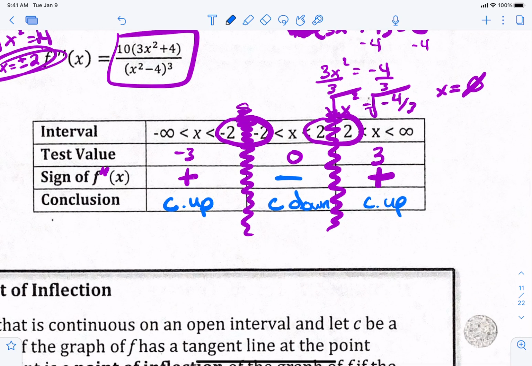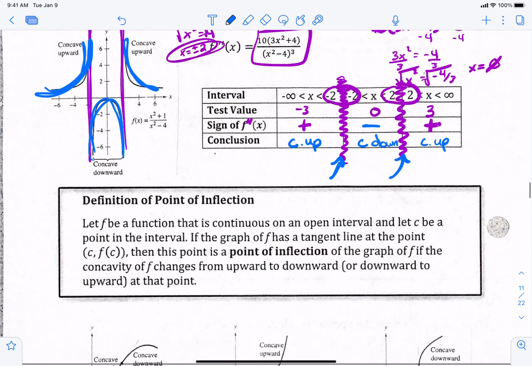Now, technically this is a place where it switches concavity, but why are those not points of inflection? Because they're asymptotes. We never touch them, so we do not label them as POIs.